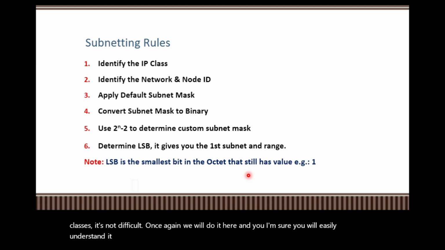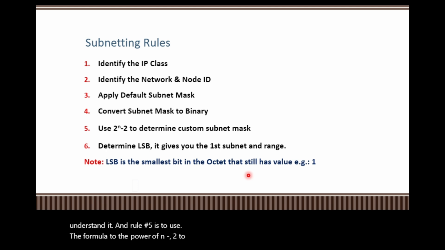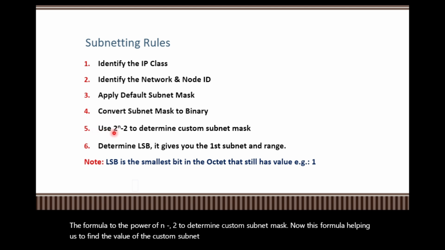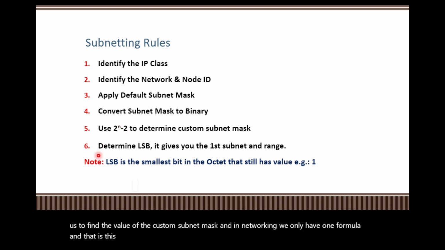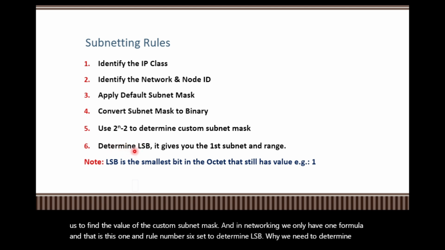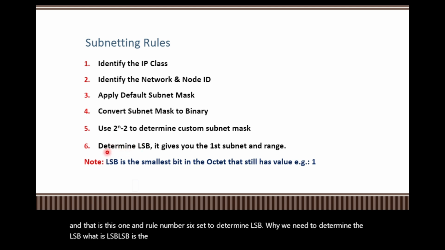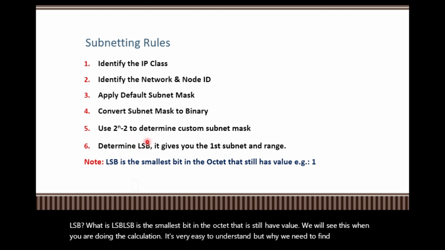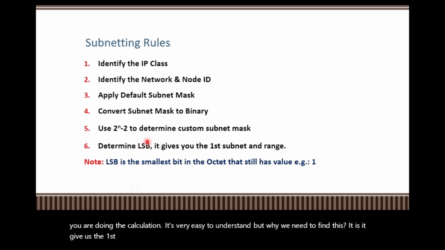Rule number 5 is to use the formula 2 to the power of n minus 2 to determine the custom subnet mask. This formula helps us find the value of the custom subnet mask, and in networking we only have one formula, and that is this one. Rule number 6 is to determine the LSB. Why do we need to determine the LSB? What is LSB? LSB is the smallest bit in the octet that still has value. We will see this when we are doing the calculation. It's very easy to understand, but why we need to find this: it gives us the first subnet and also the range, which is very important in subnetting. So let's see.